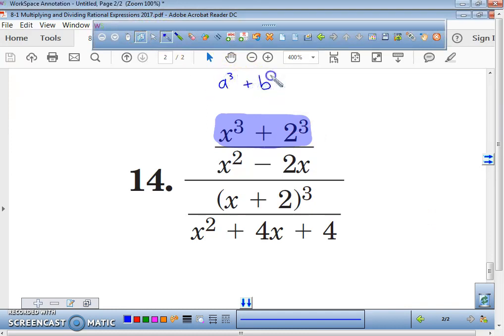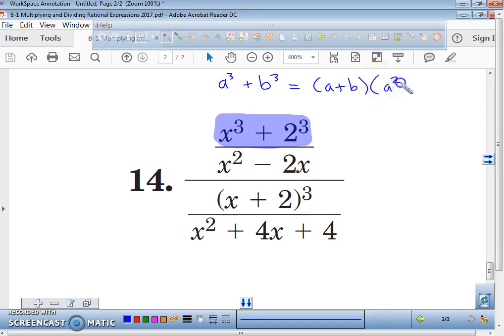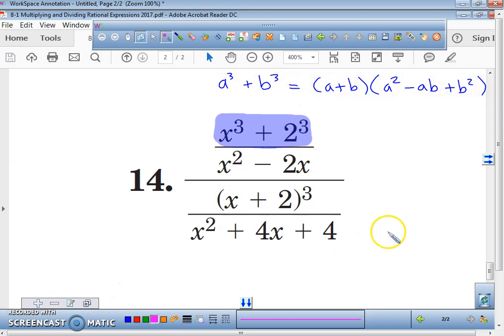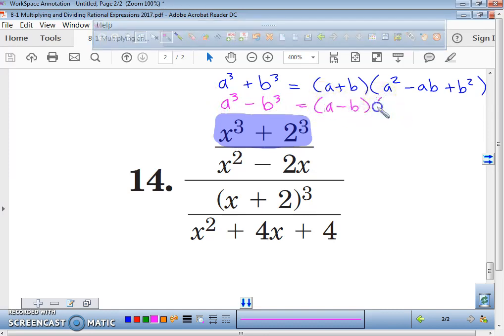So here's a pattern, everybody, for the sum of 2 cubes. A sum of 2 cubes can always be factored as a plus b in parentheses times an a squared minus a b plus b squared. So this is a special factoring that you need to put into your journal. You might run into something called the difference of 2 cubes. So here is the pattern for the difference of 2 cubes if you happen to run into one of these guys.